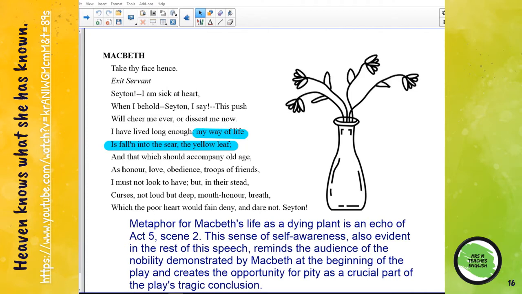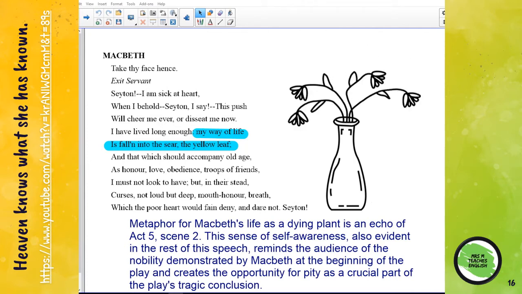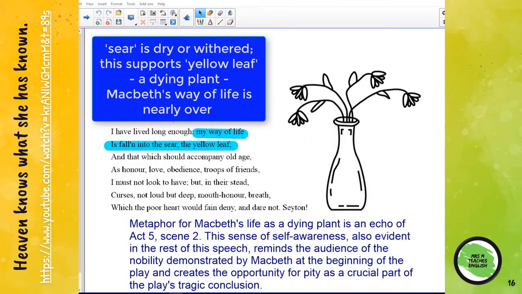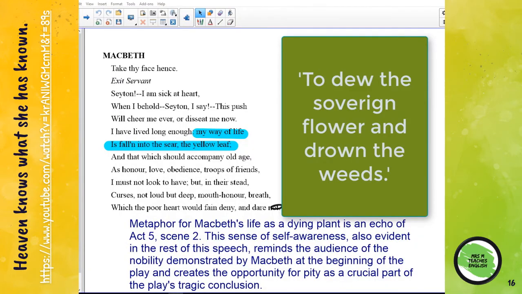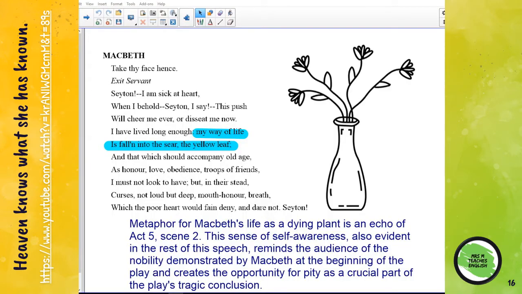He says, "I've lived long enough. My way of life is fallen into the sere, the yellow leaf." So we have this horticultural metaphor. It's the idea of Macbeth's life as a dying plant, echoing Act 5, Scene 2. And there's this sense of self-awareness that's evident in the rest of this speech as well, that reminds the audience of Macbeth's nobility, that nobility that was demonstrated at the beginning of the play, and that was referred to in Act 1, Scene 2, creating the opportunity for pity as a crucial part of the play's tragic conclusion.